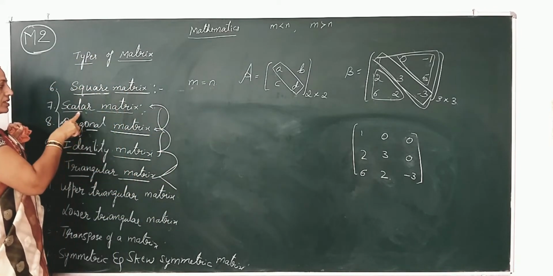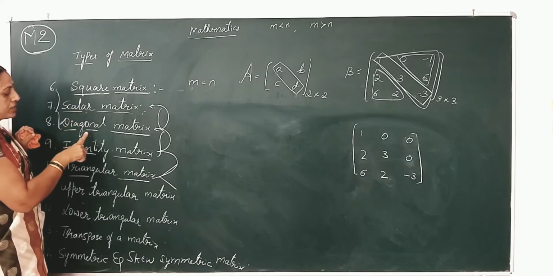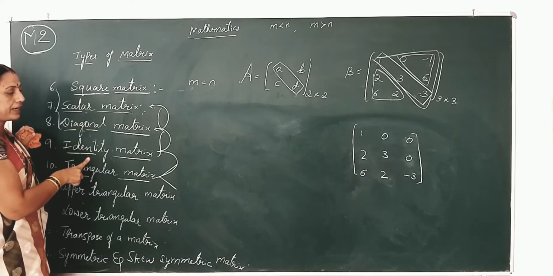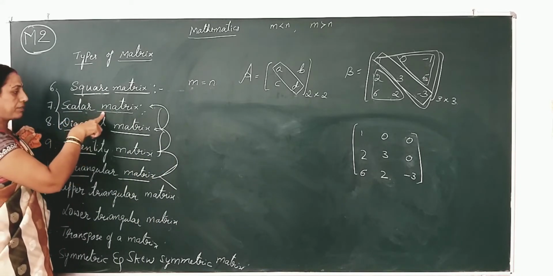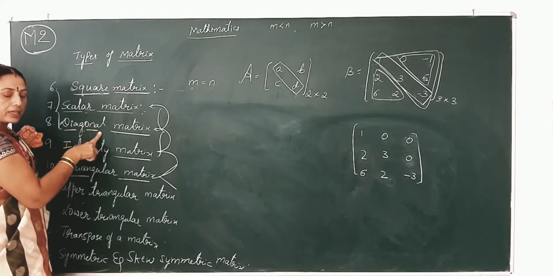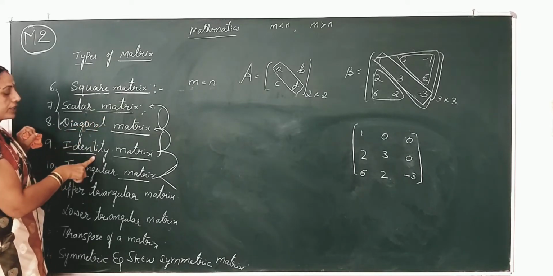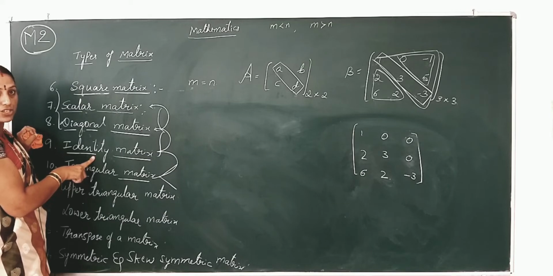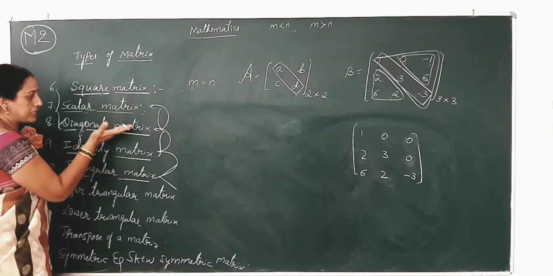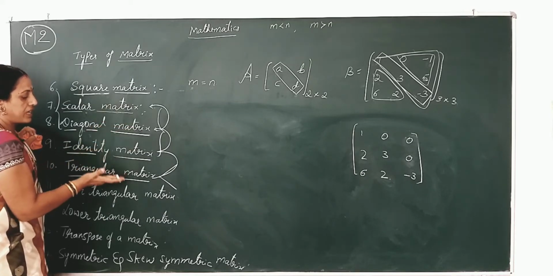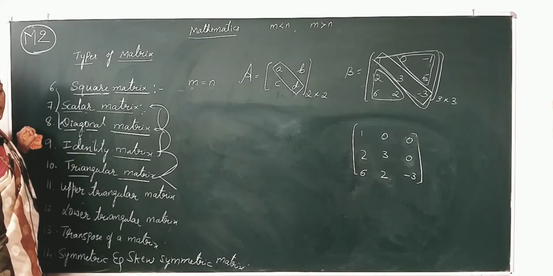So now we have already discussed the scalar matrix, the diagonal matrix and the identity matrix. If all these elements are zero, it's one of the examples of the triangular matrix.